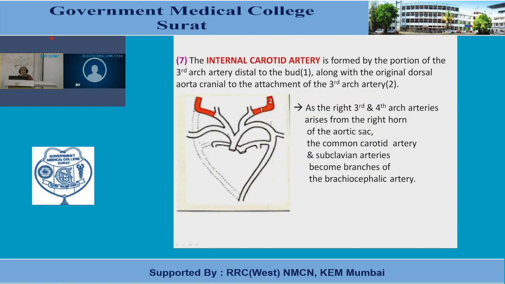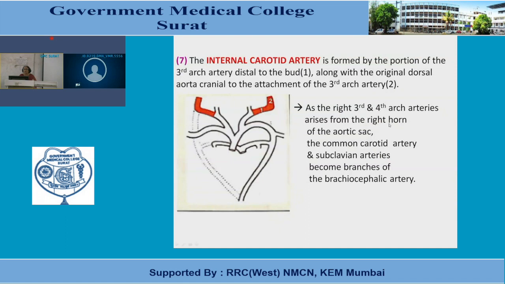So here is the common carotid artery, and here is the internal carotid artery, formed by a portion of the third arch artery. This is the third arch artery, fourth arch artery, sixth arch artery. So here the portion of the third arch artery distal to the lung bud, and the fourth arch artery distal to the bud, both of these are the buds, along with the origin of the dorsal aorta, cranial to the attachment of the third arch artery. So this is the cranial and caudal.